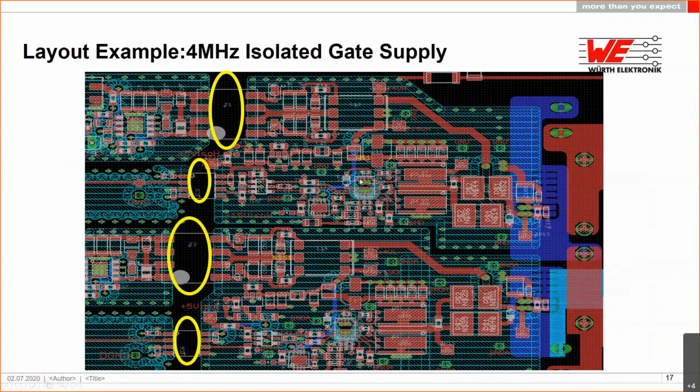And from the high side to the low side, we have only functional isolation. That's enough for this case. And what we see here is the functional isolation with just 1-2 millimeter. That's enough.